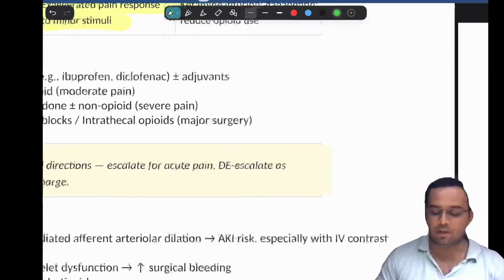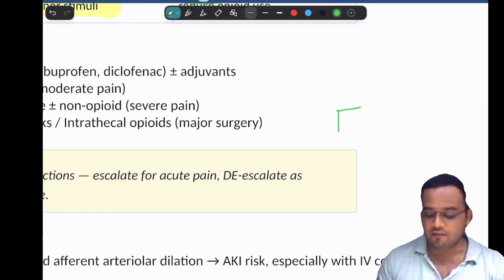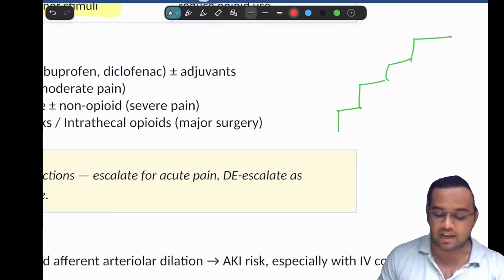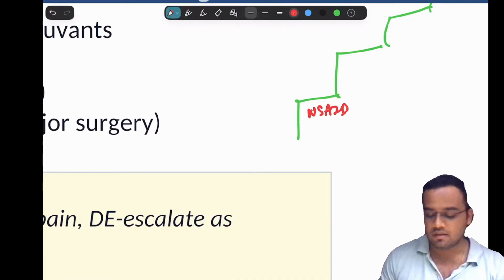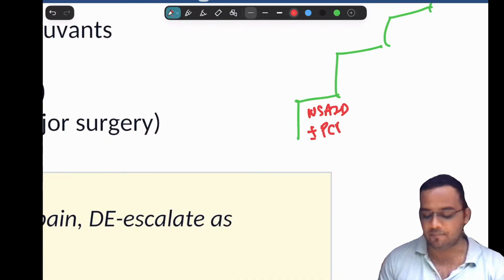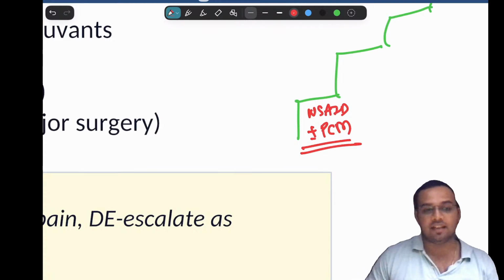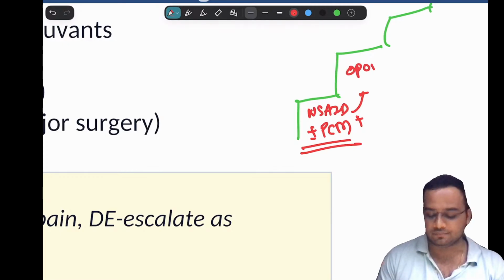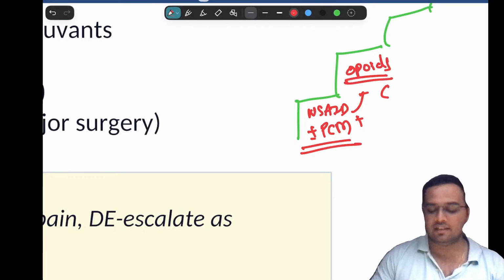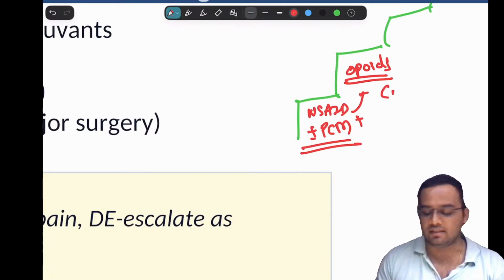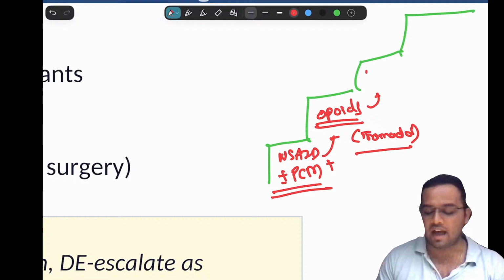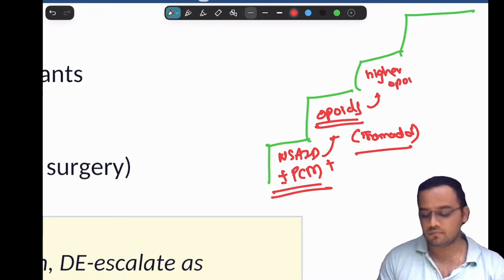So what is the WHO pain ladder? Whenever the patient complains of pain, we have a 4-step ladder. What is the first step? The first step consists of NSAIDs plus minus paracetamol. When it goes to the next step, you can also add opioids, but these are low potency opioids like tramadol. Whenever the pain goes unbearable, you can add higher opioids like morphine or IV fentanyl.